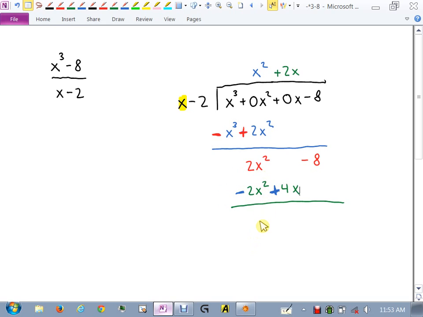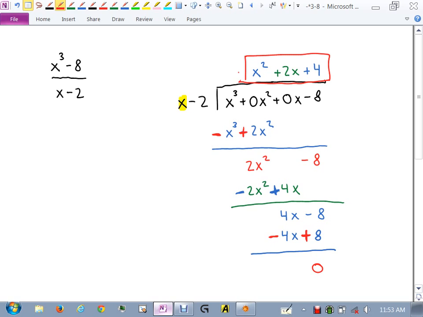Adding straight down now, what do we get? 4x minus 8. Can I do it again? Can you turn x into 4x? Sure, just multiply by 4. So plus 4, multiply through. 4 times x, 4x. 4 times negative 2, negative 8. Hey, they match, don't they? And that means they're going to cancel. And that means I'm going to have no remainder, which means this is the answer.